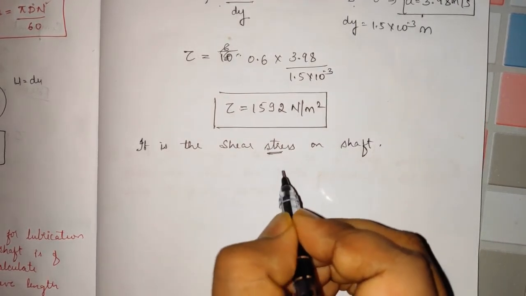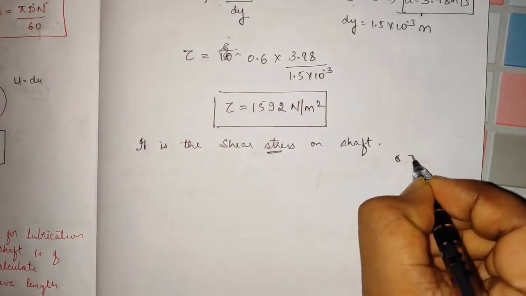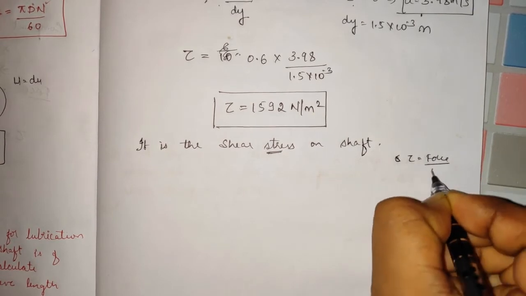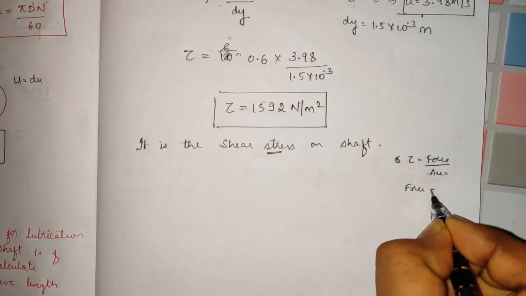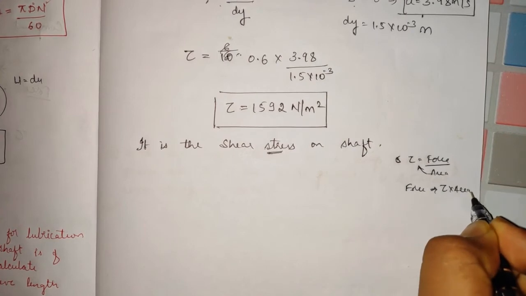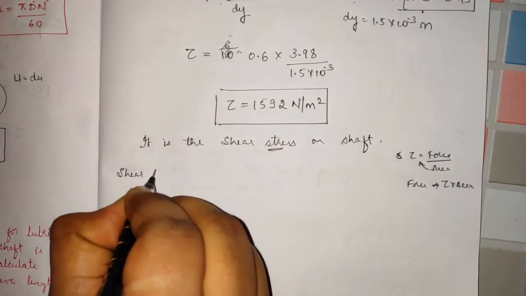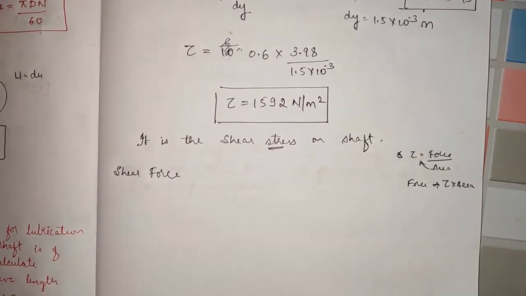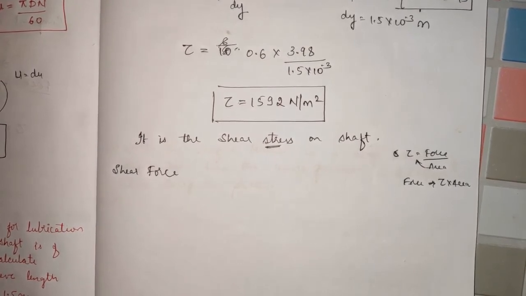Stress is different, force by area. What is stress? This tau, force by area. Now what we want? I need force. What I do? I'll send this area to that side, so force is tau into area. Why do I need to calculate the force? Because that force will help me to find out the torque, and with that torque I can find the power lost.